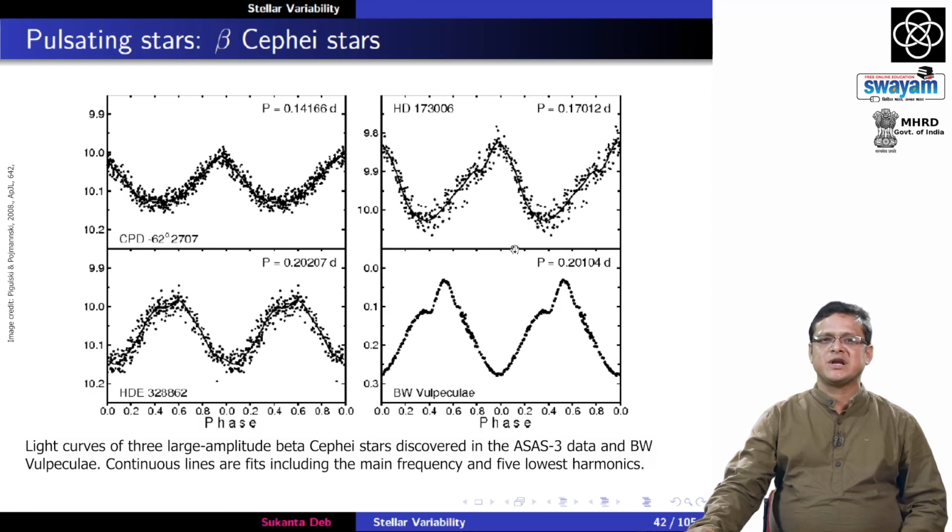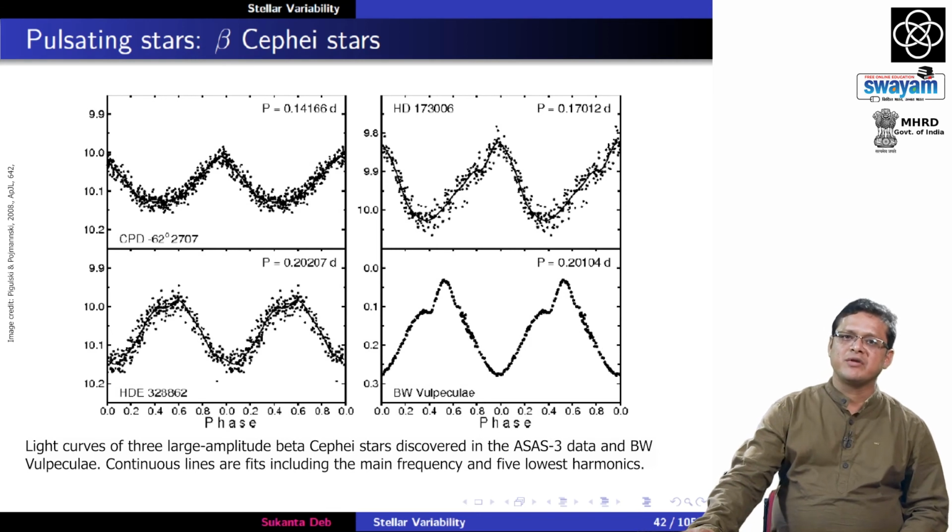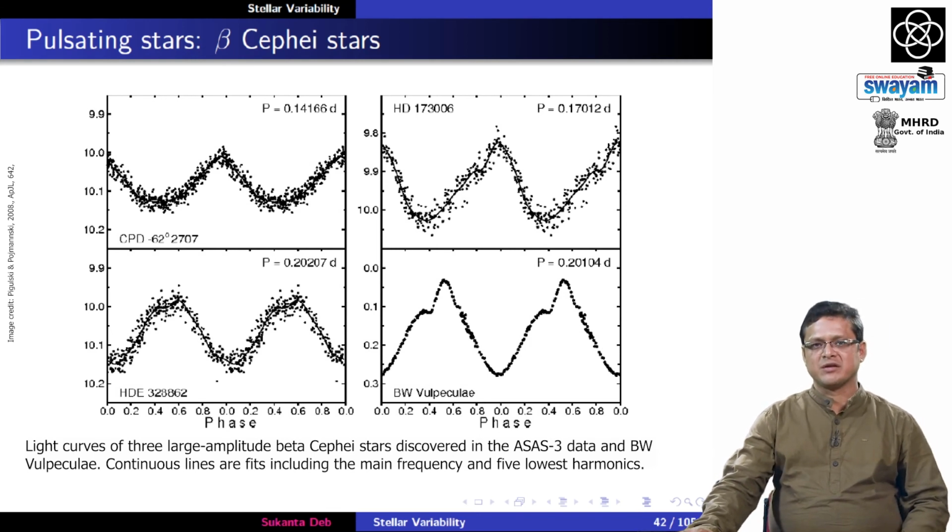Here is an example of a beta Cephei star, and there are 4 light curves shown for 4 beta Cephei stars. These are taken from Pigulski and Pozmanski, and these stars were discovered from the ASAS data. ASAS is a ground based survey called the All Sky Automated Survey.